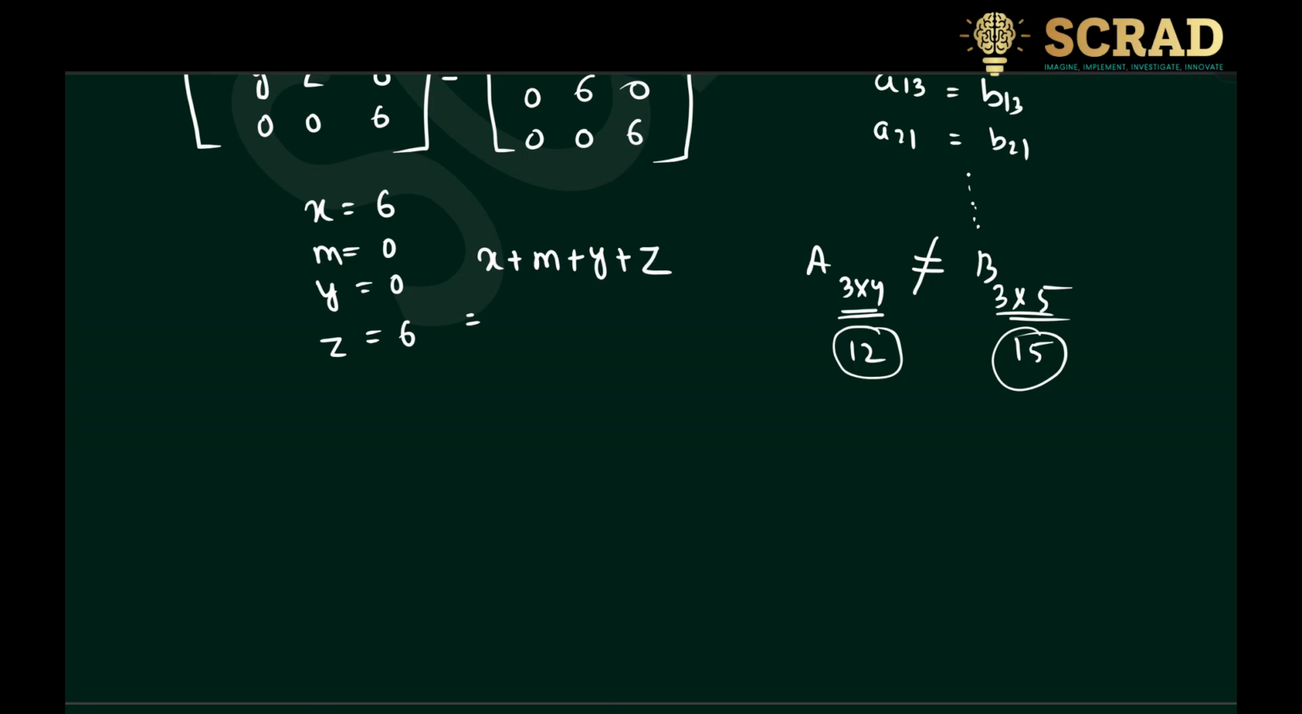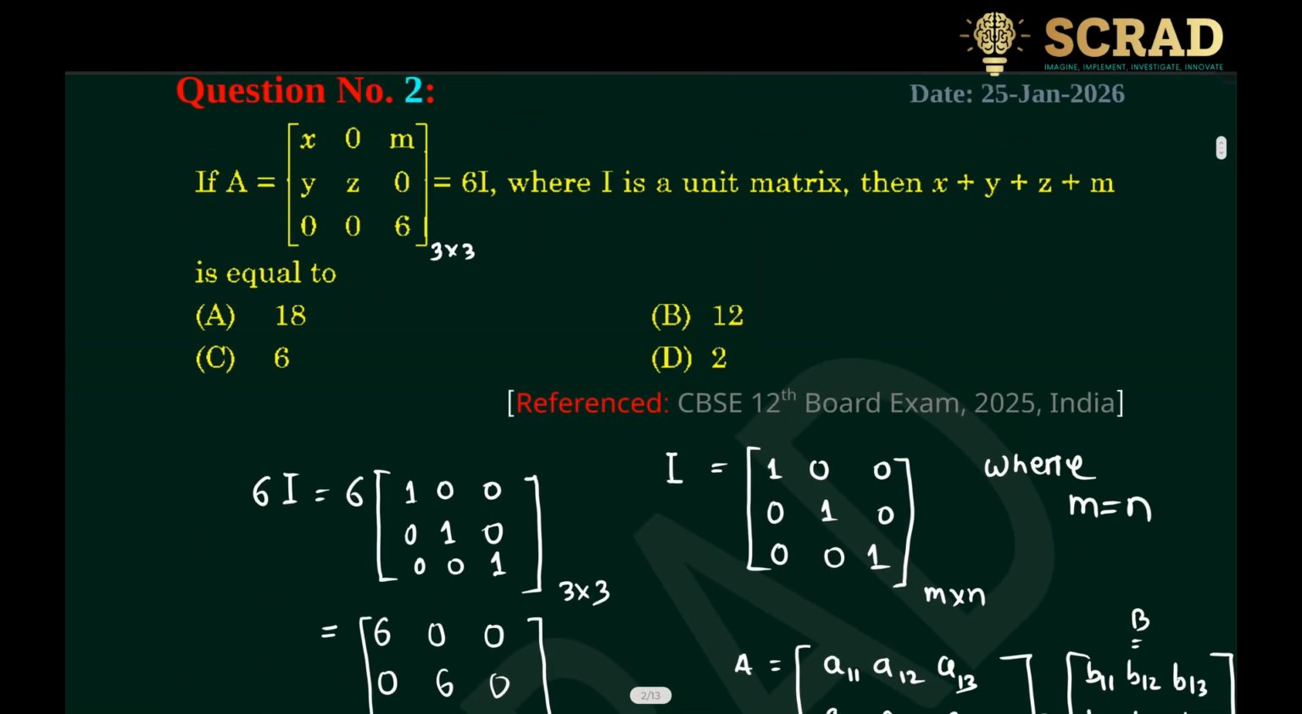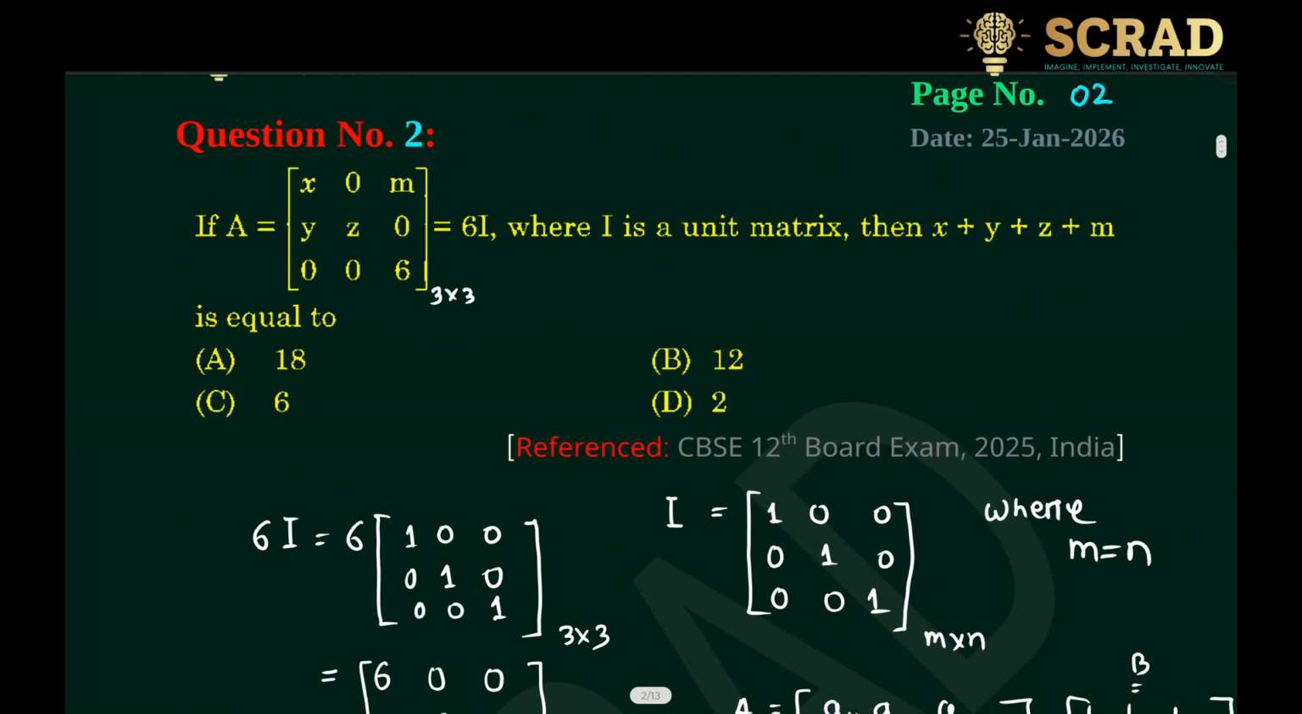Here x is 6, m is 0, y is 0 and z is 6. So that will be 6 plus 6, 12. This is the answer. So x plus m plus y plus z equals 12, right? So 12 is the correct answer. So out of these 4 options, B is the correct answer, right?